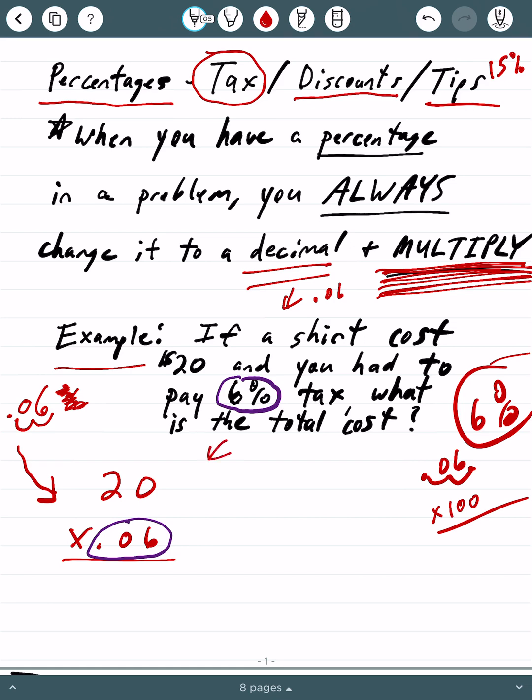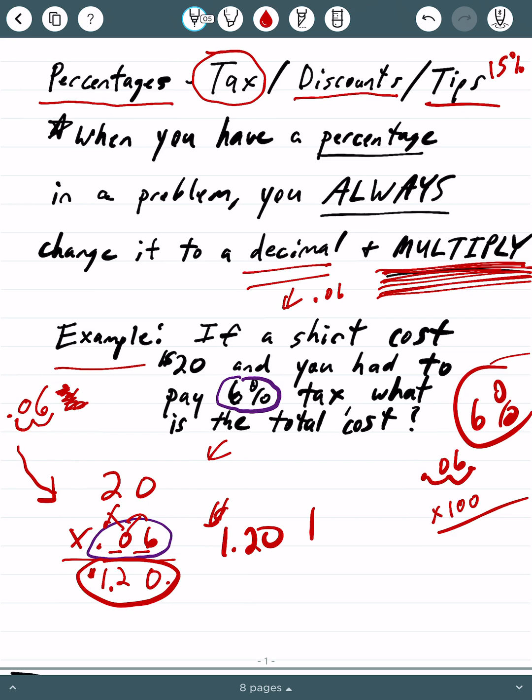And I'm simply going to multiply. 6 times 0 is 0. 6 times 2 is 12. And then there's no reason to do this row of zeros here. I guess I could. Now, look how many decimal places I have, guys. I have 2 numbers behind the decimal, so I'm going to start at the back and move it twice. Okay, there's the answer. $1.20.